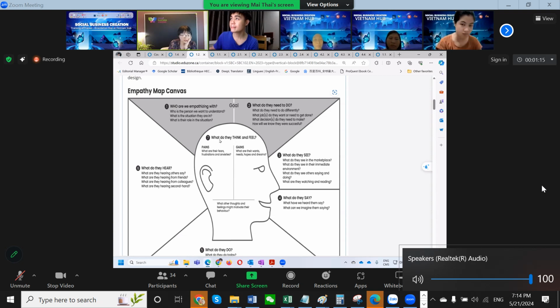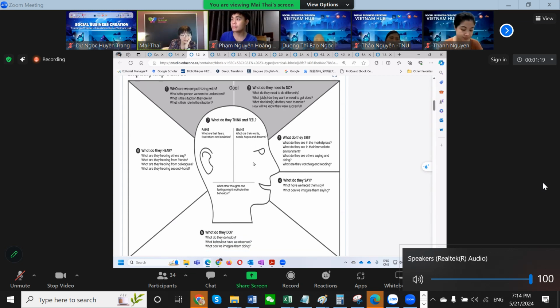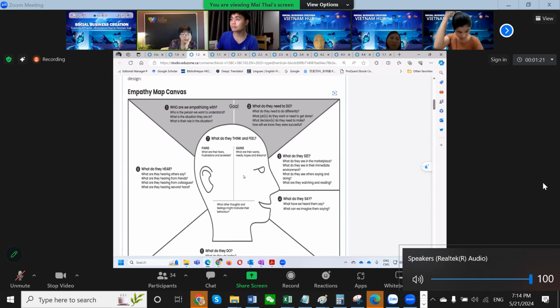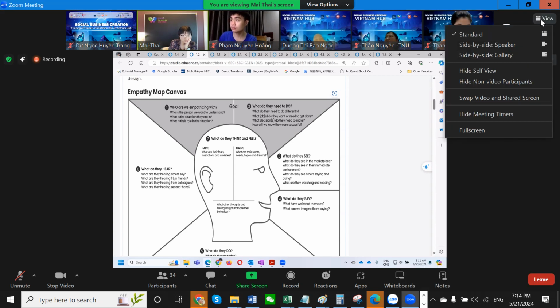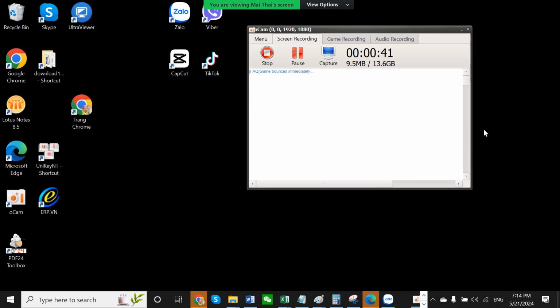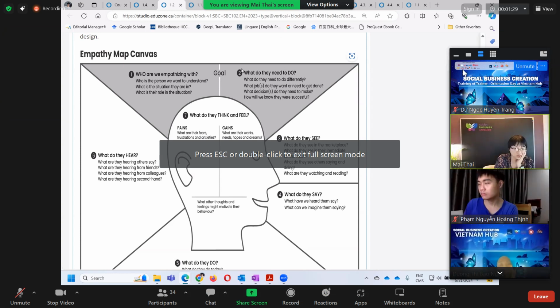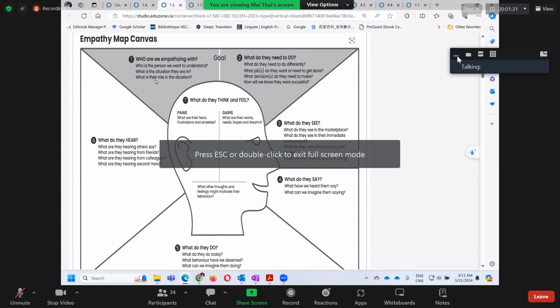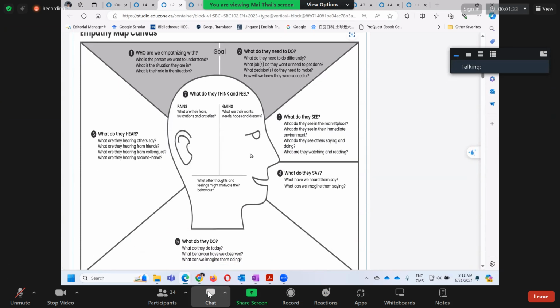At the center here, it's what do people think or feel? Their pain, their gain. And then after that, we ask students to figure out what they hear, what they see, and what they say, what they do, and who our students really have to work with here.